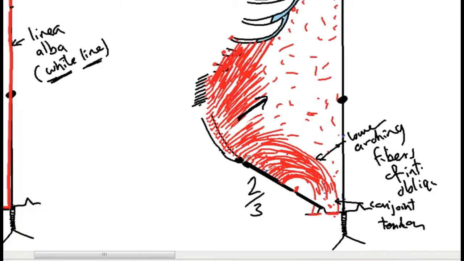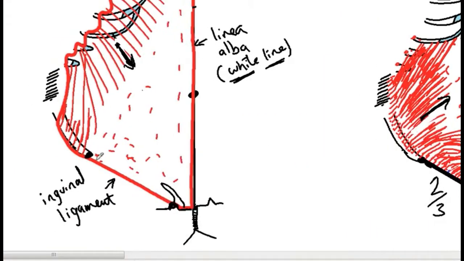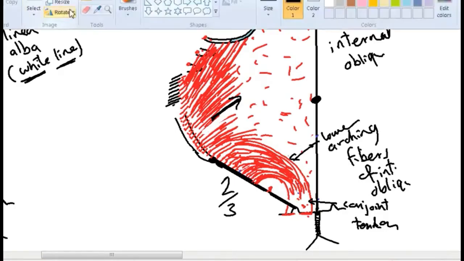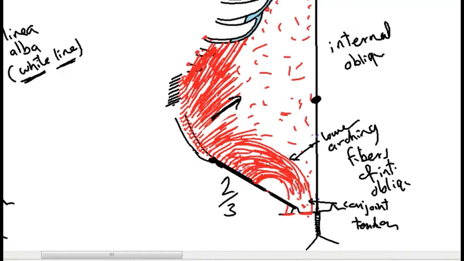So the arching fibers arise from the inguinal ligament. I want to remind you, the inguinal ligament is part of the external oblique. The arching fibers of the internal oblique arise from the upper surface of the inguinal ligament, from the lateral two thirds of it, and at the end of these arching fibers we have the conjoint tendon. If we look here, we have a space between the arching fibers of the internal oblique and the inguinal ligament. We call this space the inguinal canal.